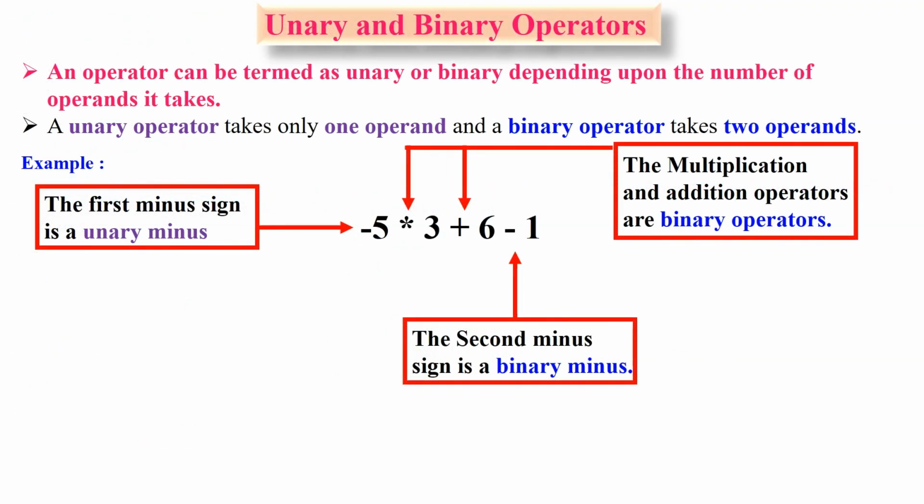An operator can be termed as unary or binary, depending upon the number of operands it takes. A unary operator takes only one operand and a binary operator takes two operands. In this example, in the expression -5*3 plus 6 minus 1, the first minus sign is a unary minus and the second minus sign is a binary minus. The multiplication and addition operators are binary operators.